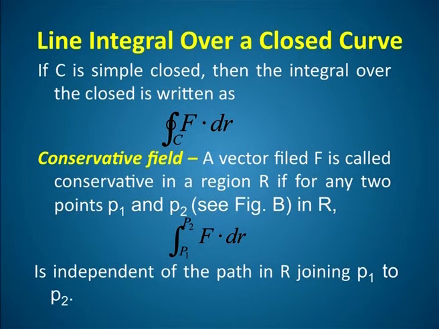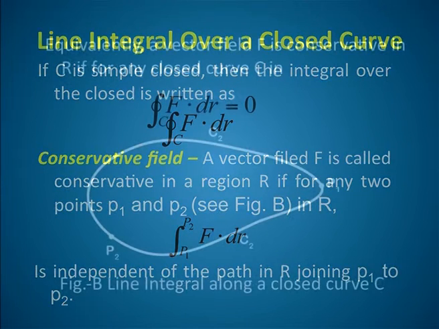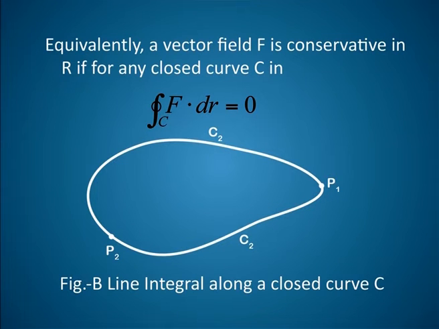Now, I will explain the line integral over a closed curve. If C is a simple closed curve, then the integration over the closed curve is written as integral over C, in the symbolic form of a closed curve, f dot dr. The conservative field: a vector field f is called conservative in a region R if for any 2 points p1 and p2 in R, the integral from p1 to p2 of f dot dr is independent of the path in R joining p1 and p2. Equivalently, a vector field f is conservative in R if for any closed curve C, the integration over C of f dot dr becomes 0.